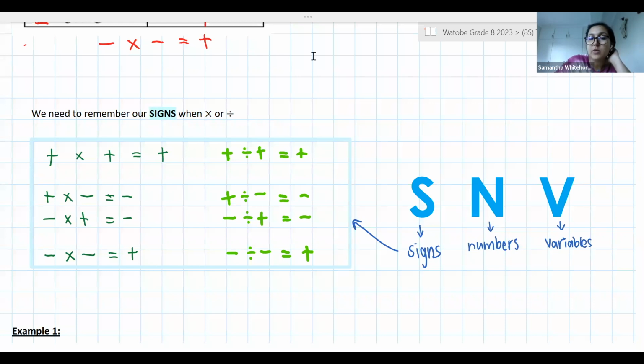So I'll wait here in case anyone does want to take a screenshot of our sign rules and of SNV. We're going to have a look at some examples here of how we can now correctly and accurately multiply and divide.